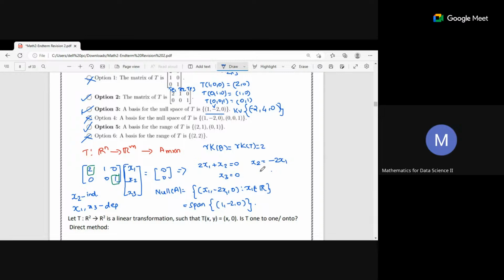In that case, if you want to consider it this way, it does not matter. Your answer is still the same. If you want to write it properly according to this definition, you can write it as x1 is equal to minus 1 by 2 x2. That's all. It's not going to change anything.